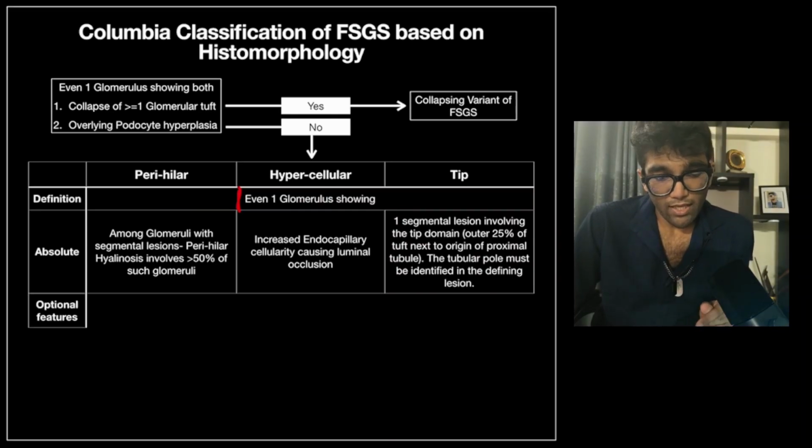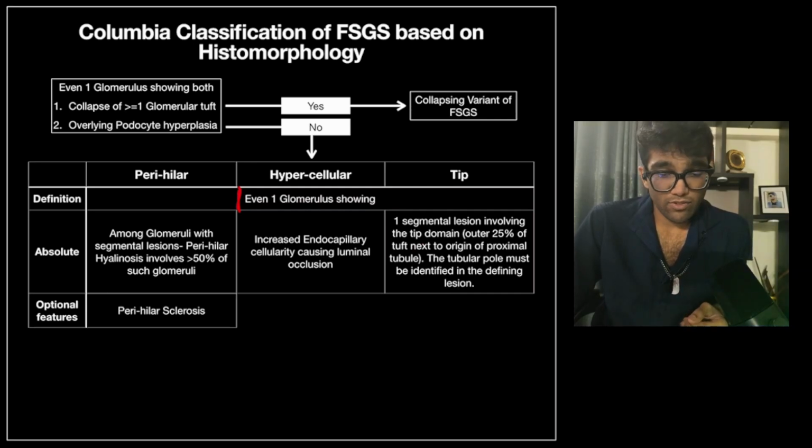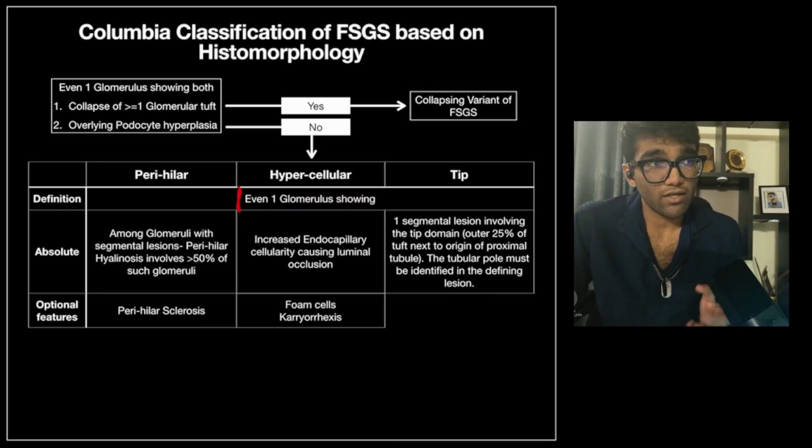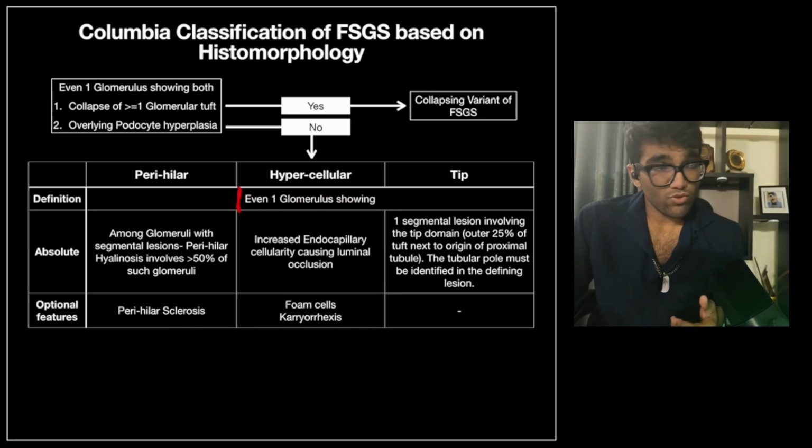Okay. Now, there are some other features that may be there. In the case of perihilar, hyalinosis is an absolute necessity. Okay, sclerosis may or may not be there. Now, in the hypercellular variant, sometimes the endothelial cells that are proliferating within the endocapillary lumen have a foamy cytoplasm. So they are called foam cells, and they may show karyorrhexis, or death or damage to their nuclei, and therefore extravasation of nuclear material into the extracellular space. The tip variant has no such optional features.